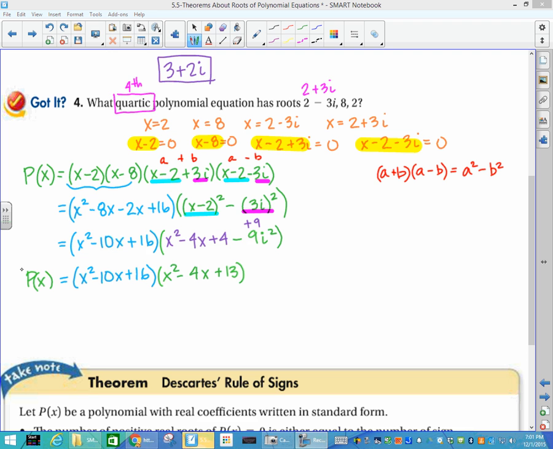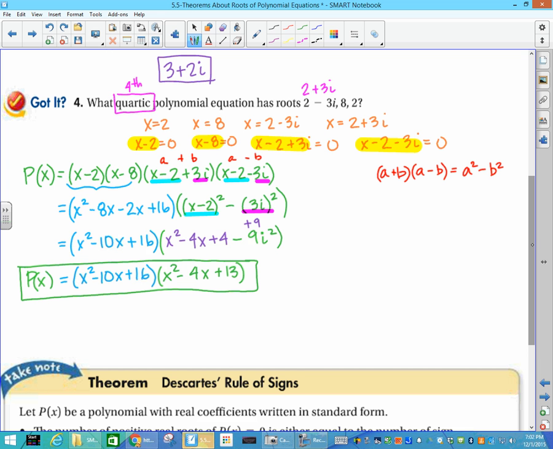Oops, p of x. Really what I want to make sure is that you've simplified any terms, that you have multiplied out. So I've got x squared minus 10x minus 16, but make sure you don't leave any i in your answer, and we'll just leave it at that.